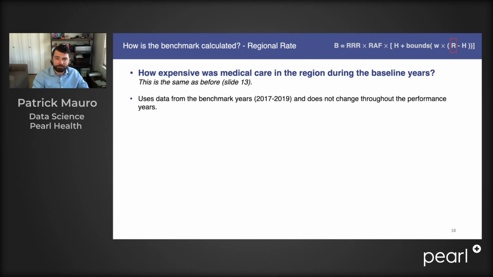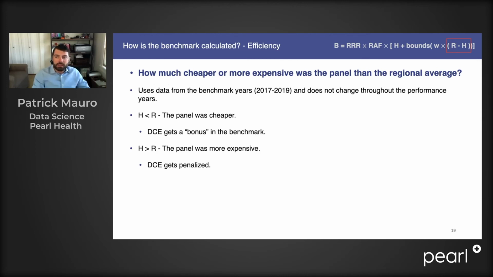It is looking at, again, how expensive, just on average, should I expect a patient's care to be based on where I reside and where I'm practicing. So if you look at this term here now, R minus H, that in essence captures the efficiency with which that care was provided. H, as a reminder, is that average historical cost of care over the baseline period. So if my historical cost of care was less than the regional rate, well, for some reason, through care management, luck, whatever, my panel cost CMS less money than they would have expected.